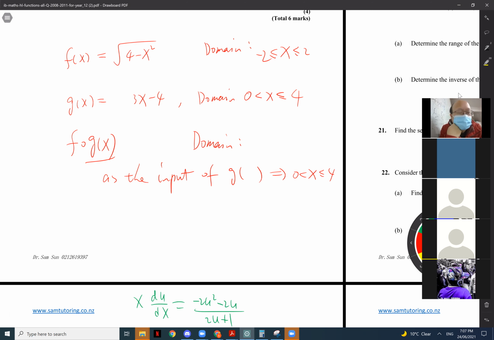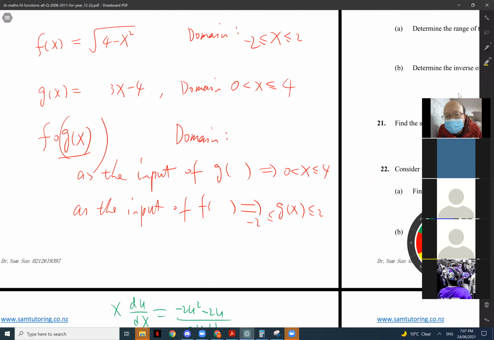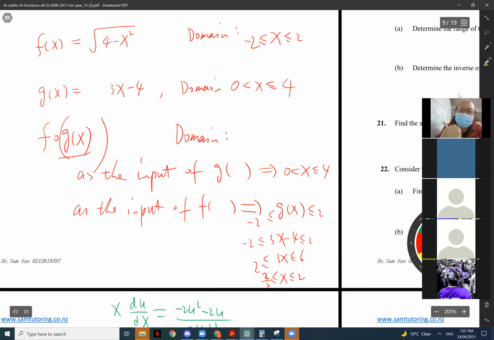Yeah. Second step, as the input of f. For f, what's the input? The whole g is the input, which means the whole g needs to be between 2 and -2. The whole g is the input of f. So g must be between -2 and +2, which is 3x minus 4 less than or equal to 2, bigger than -2. x between 2/3 and 2.